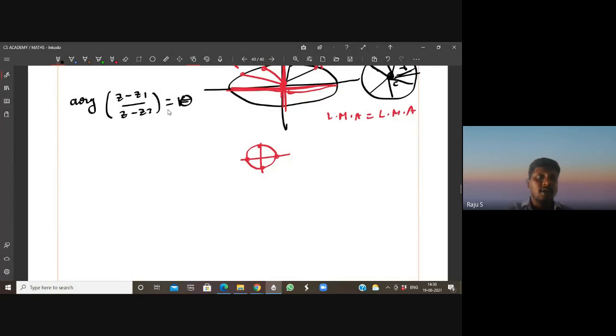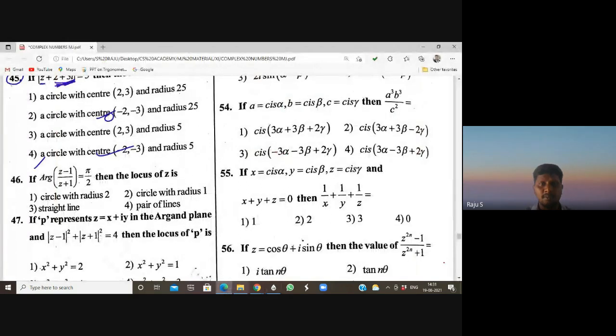It will represent a circle equation. It depends on the theta value. Either the theta value is 0 or pi, or the theta value is 90 or 270, that is pi by 2 or 3 pi by 2. Then the properties will change. Depending on theta, we get a different concept. For example, you can take theta as pi by 2. In this question, they have given pi by 2.